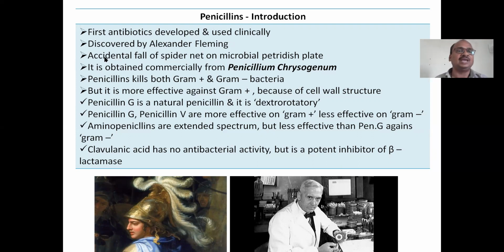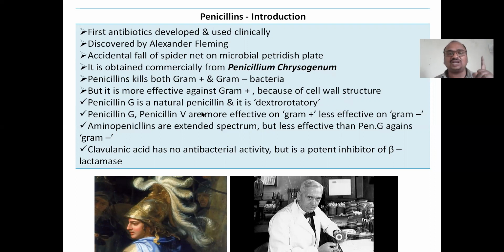It was an accidental fall of a spider net on the Petri dish plate, and it is made up of penicillins. Antibiotics are made from organisms, that we didn't know. Penicillium chrysogenum. Penicillin kills both gram positive as well as gram negative, but it is more effective on gram positive because of the cell wall structure.